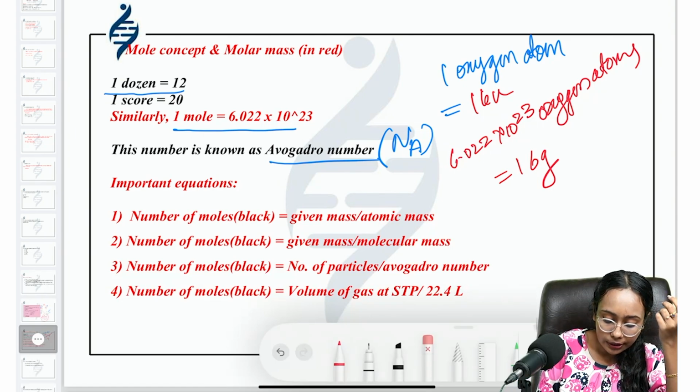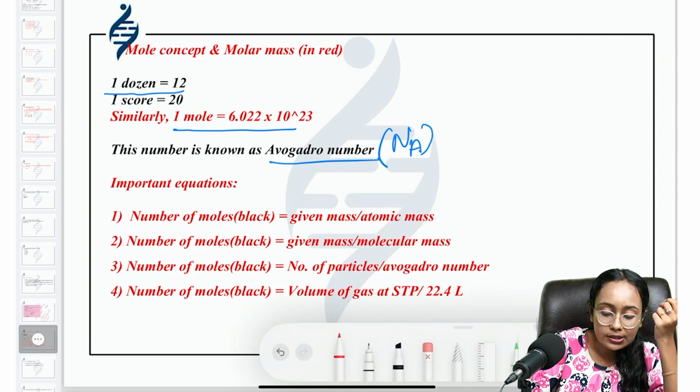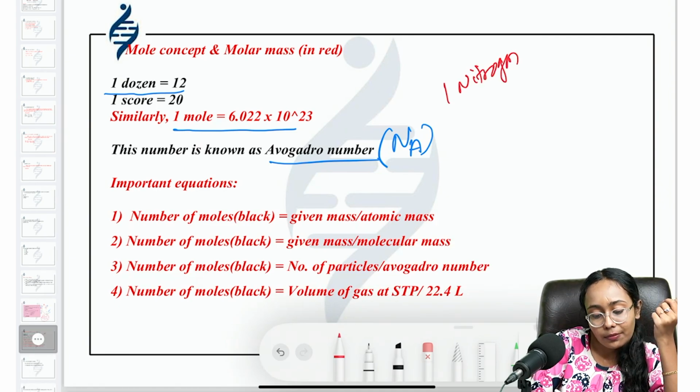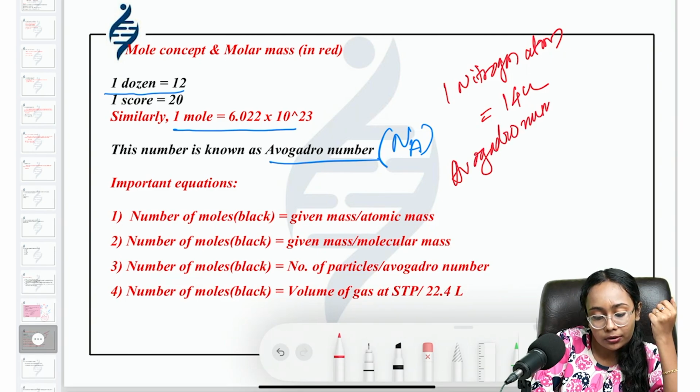Similarly, we'll take maybe nitrogen. What is the mass of 1 nitrogen atom? It is 14U. The mass of Avogadro number of nitrogen atoms is equal to 14 gram.